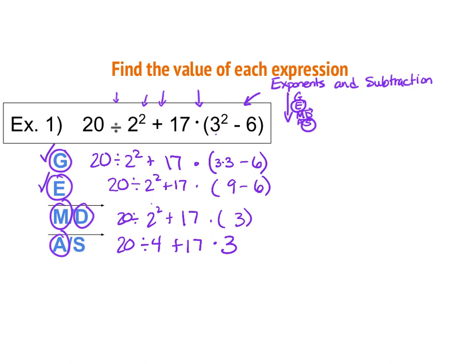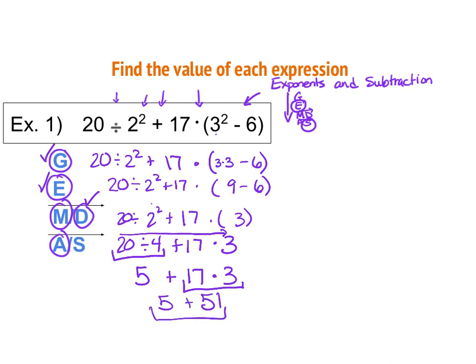Exponents are done. Multiplication and division. So that goes from left to right. I see division first. So I'm going to go ahead and do my division. 20 divided by 4 is 5, plus 17 times 3. So I did my division. Now I need to do my multiplication. 17 times 3 is 51. Then I need to add 5, so that is 56.